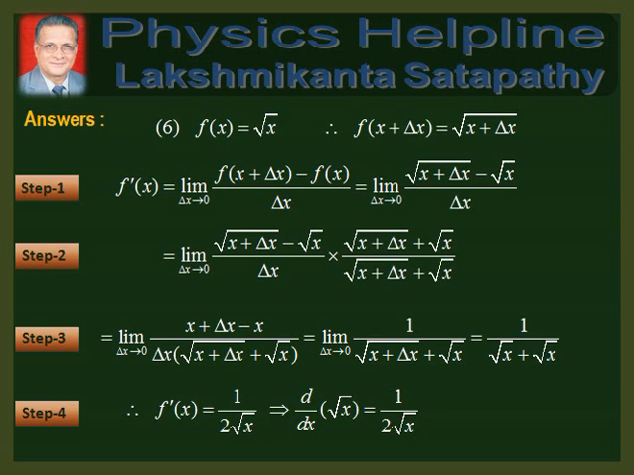which gives f dash x is equal to limit delta x tends to 0 1 by root over x plus delta x plus root x. Then we put delta x is equal to 0 to get f dash x is equal to 1 by root x plus root x. Therefore, in the fourth step, we get the final result f dash x is equal to 1 by 2 root x. Therefore, we write d by dx of root x is equal to 1 by 2 root x, which is the answer to question 6. This completes the answer to the question.